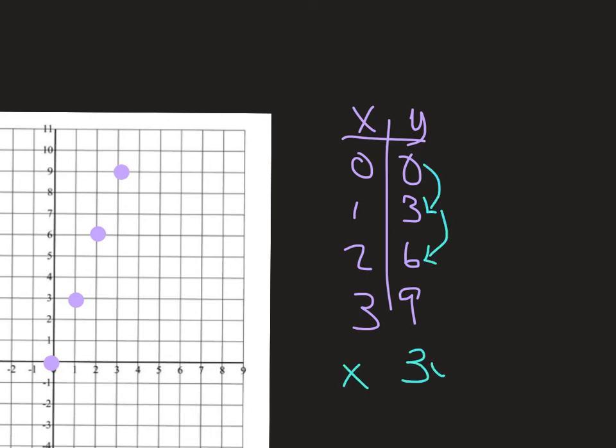It's going up by 3. 1 times 3 is exactly 3. 2 times 3 is exactly 6. 3 times 3 is exactly 9, so I don't have to put a plus or a minus. I'll give you a hint. Anytime you have a dot at 0, 0, there won't be a plus or a minus.